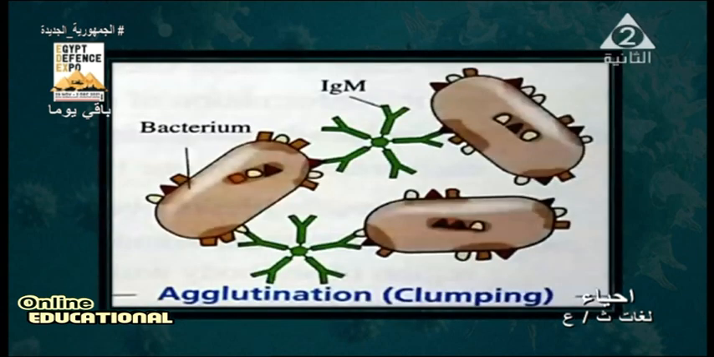When a bacterium, or any type of microbe, bacterium or virus, enters the body, the IgM found in the blood attacks and identifies this bacterium. What happens? It makes agglutination, or clumping, or clotting of this microbe.